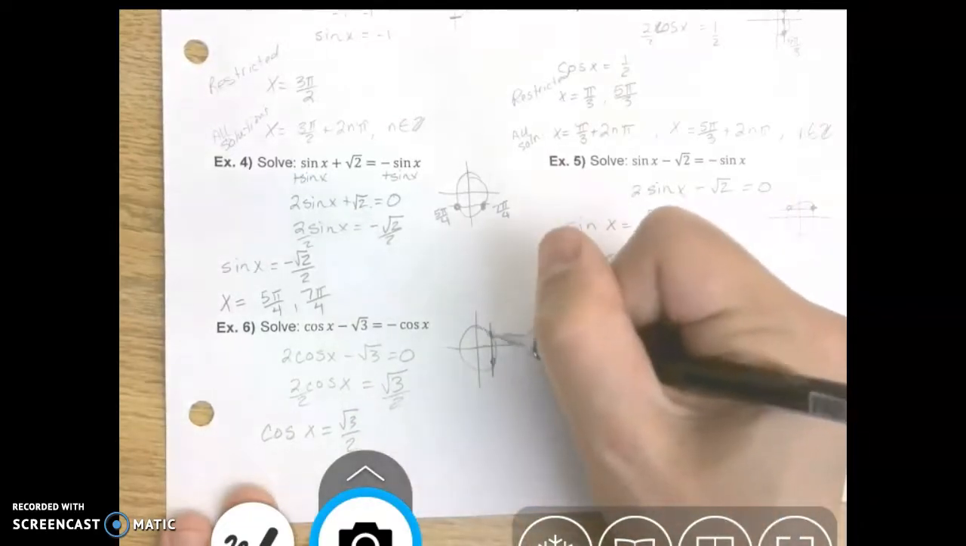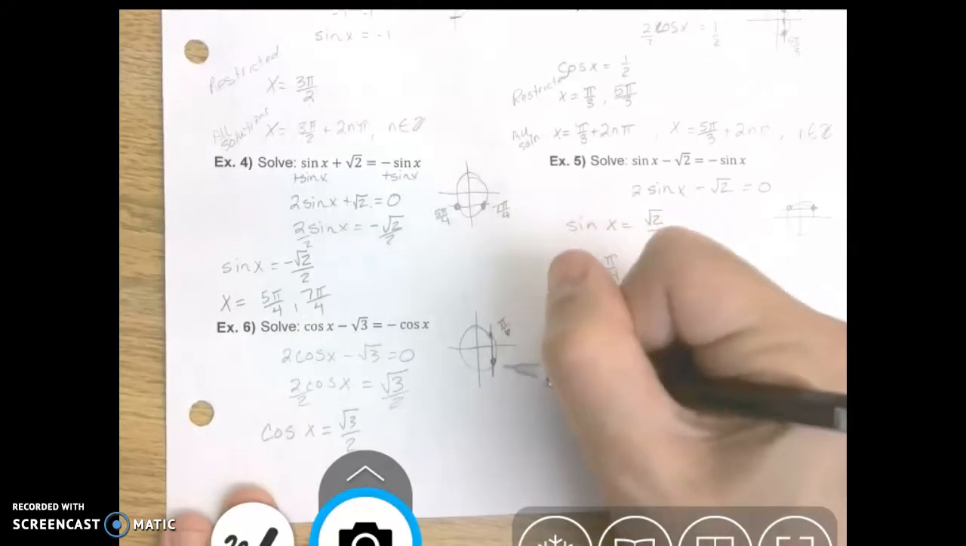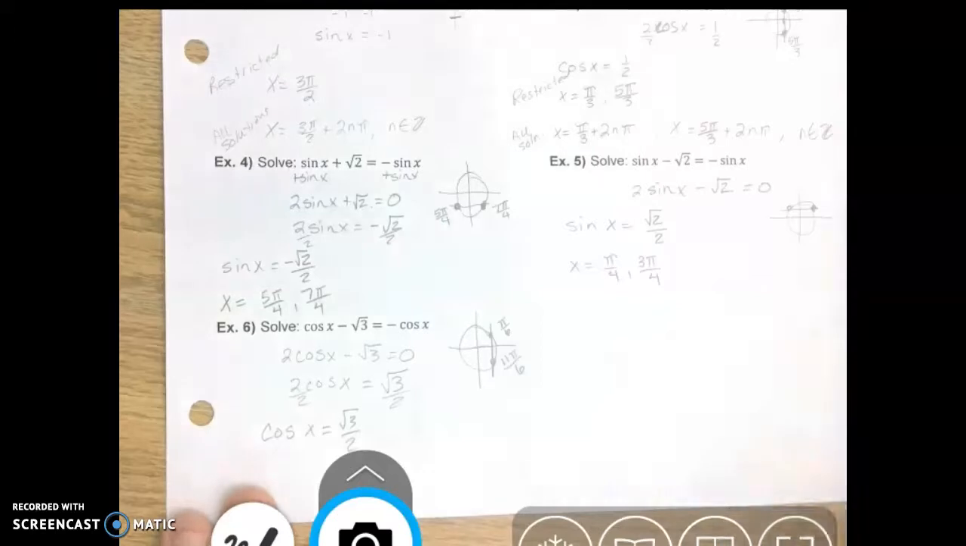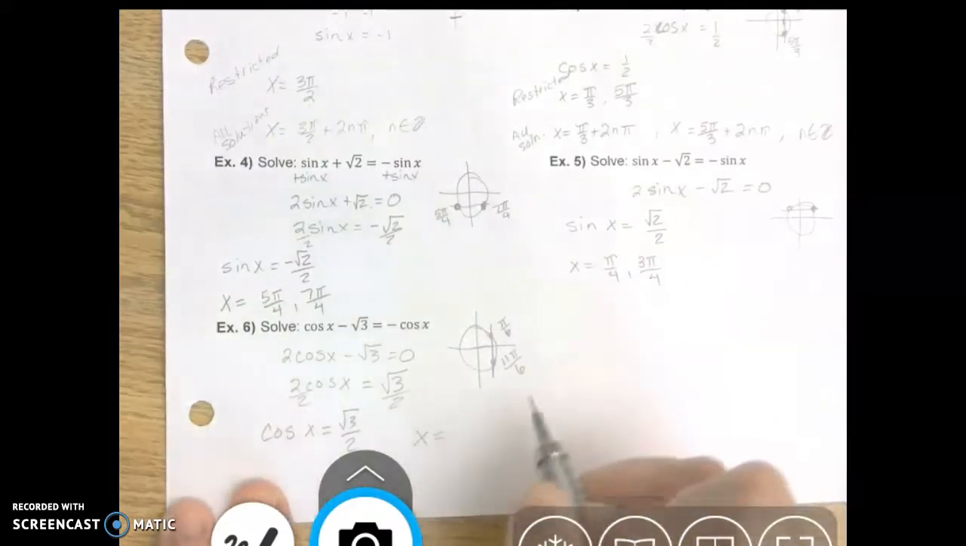Well, remember, cosine is my x values, so I want a positive square root of 3 over 2, which puts them like right here. That's going to be a pi over 6, and this will be 11 pi over 6. So those are my solutions here. Pi over 6 and 11 pi over 6.